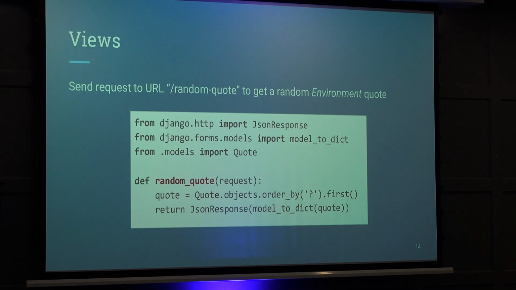And this is the view. Django has quite a nice method which will order the models from the database by random, which is this question mark, and then we take the first one. So it's just going to give us a random quote from the database, convert it into a model to dict, and then return it as JSON. That's all that it does. It's an API set up returning JSON.